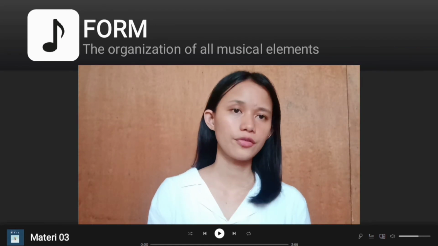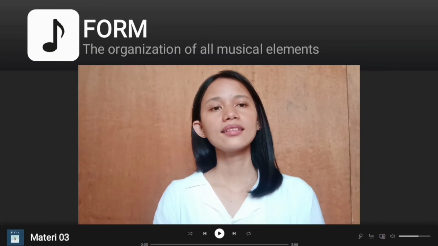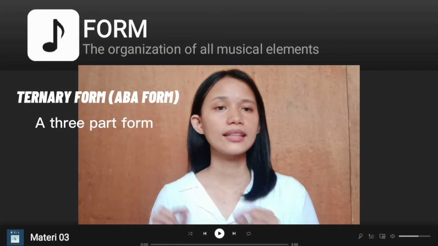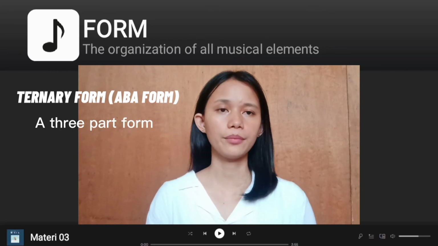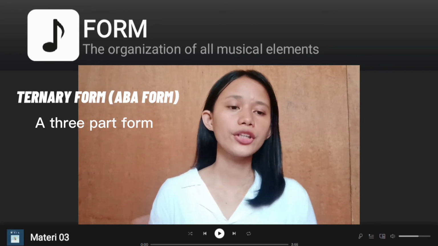Ay a two-part form and ang tawag dito ay AB form. Ang next naman na musical form ay ang ternary form, which is a three-part form, and we call this ABA form. So, ano ba yung ternary form?